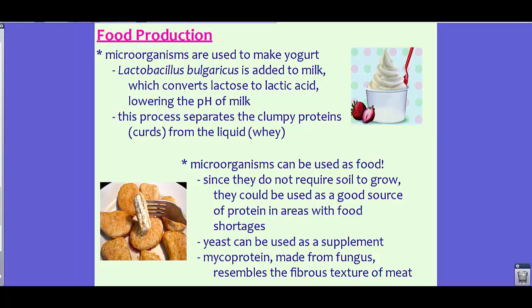And there's also something called mycoprotein, and this is made from a fungus as well. It resembles the fibrous texture of meat. And right now you can go to the grocery store and find something called Quorn, spelled Q-U-O-R-N. This product tastes exactly like chicken, and I'll be bringing some in for you so you can take a little taste and see if you enjoy it or not. So this is something that right now you can go buy.